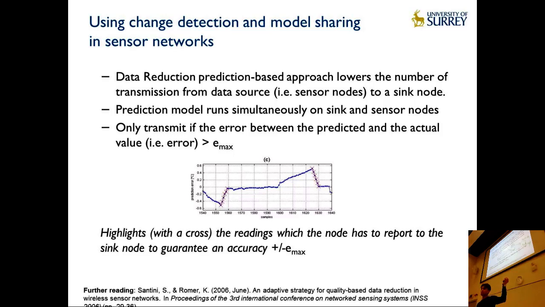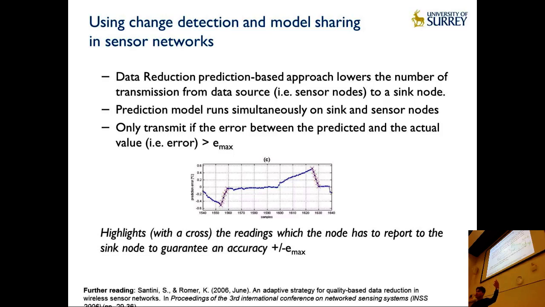I read the real measurement and also run the measurement via my predictor model. And I look at whether the difference is smaller than 0.2 degrees. If it's smaller than 0.2 degrees, I don't send the value to you. And if I didn't send it, you know your predictor has given you a reasonably good value and you can use that. And if suddenly the change was much higher than 0.2, I will send the value.